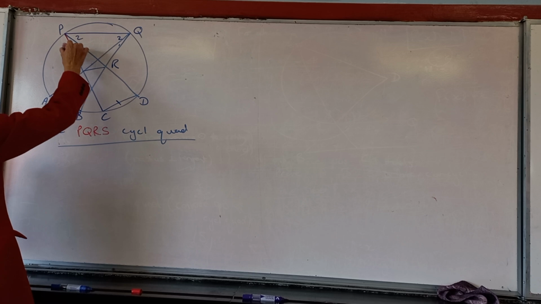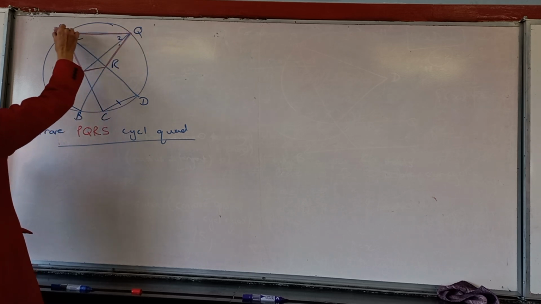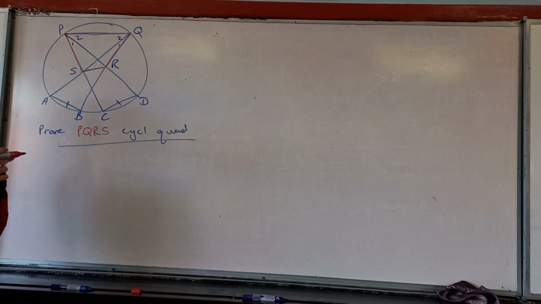PQRS. Am I allowed to use color like this? Yes. I'm not adding anything, I'm just highlighting to myself what I'm looking for. So which theorem do you think is a possibility there? Bow tie. Do you see the bow tie? Yes. Okay, what do you also see in this sketch?